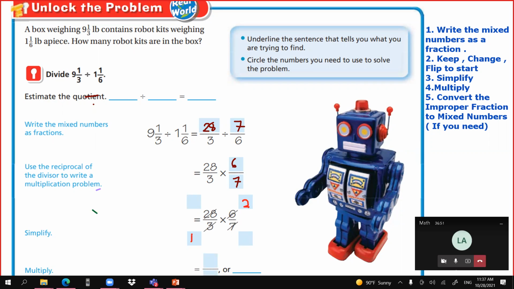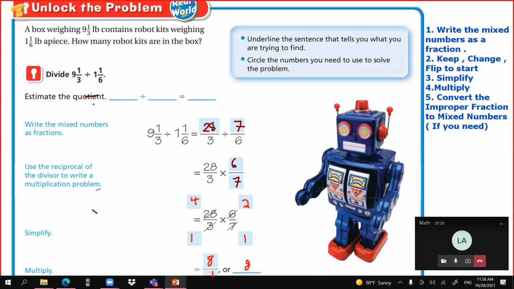Now, look at 7 and 28. Is 7 a multiple of 28? Yes. So I will divide 7 by 7 and 28 by 7. Then I will multiply. 4 times 2 is 8. 1 times 1 is 1. So it's going to be 8 over 1 or 8. That's it.